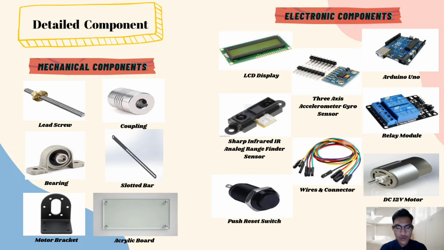It is divided into two components, which are mechanical and electronic components. The mechanical components include the lead screw, coupling, bearing, slotted bar, bottom bracket, and acrylic board. While the electronic components include the LCD display, Arduino Uno, 3-axis accelerometer gyro sensor, Sharp infrared IR analog range finder sensor, wires and connector, relay module, push reset switch, and lastly a DC 12-volt motor.